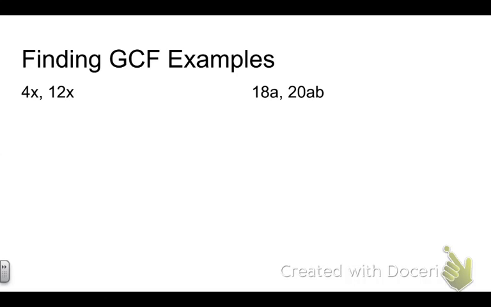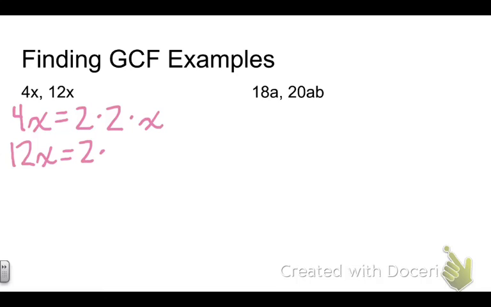So 4x and 12x, we need to find the GCF. The GCF is the greatest common factor. I know, it's been a while. So here's the deal. We need to factor these all out. There's 4x, there's 12x. I'm not going to go through how to factor because that's old school stuff. You know how to do that. So if I factor 4, it's going to be 2 times 2, and then I just have the 1x. If I factor 12, 2 times 2 times 3 times x.